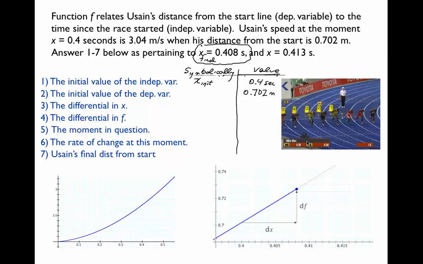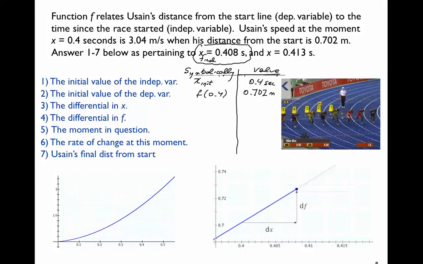Symbolically represent the initial value of the dependent variable. Did we do better this time? Say it. F of 0.4. How many people got it this time before we said it? F of 0.4. Better, but not good enough. Values of the dependent variable are expressed with function notation. F of 0.4.